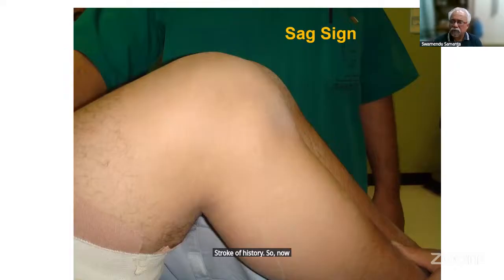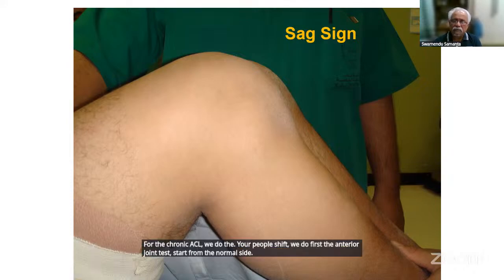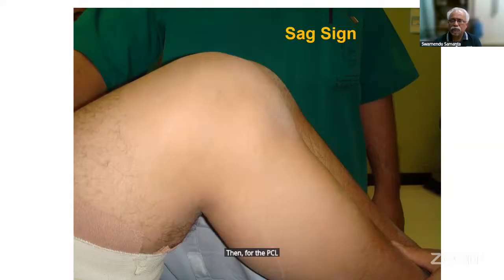So now for the ACL, for the acute, we do the Lachman. For the chronic ACL, we do the pivot shift. We do the anterior drawer test first, starting from the normal side. Then for the PCL, you have to see, this is classically known as the sag sign.